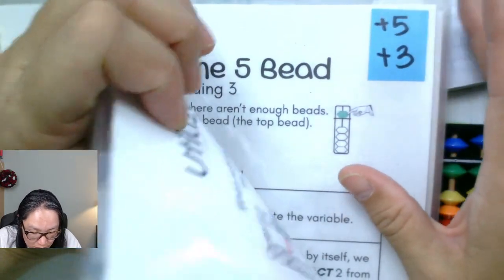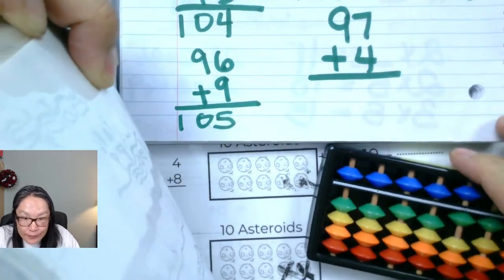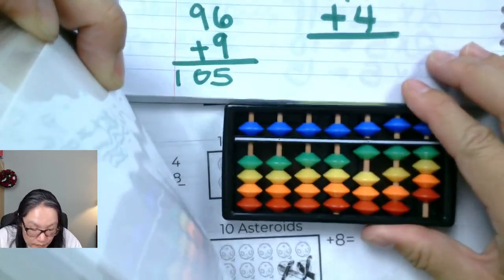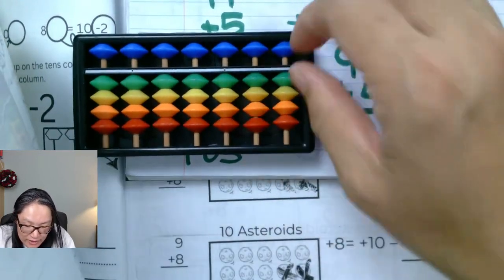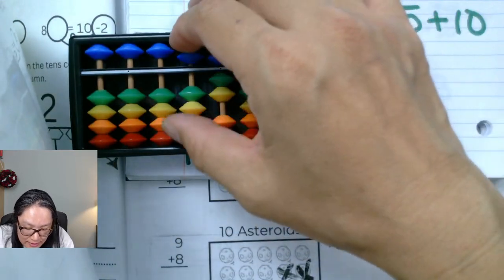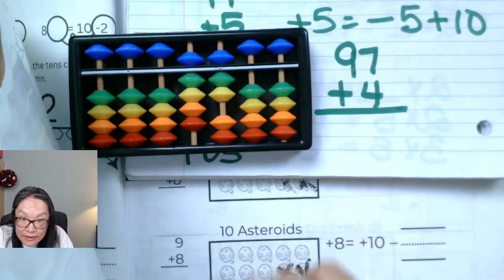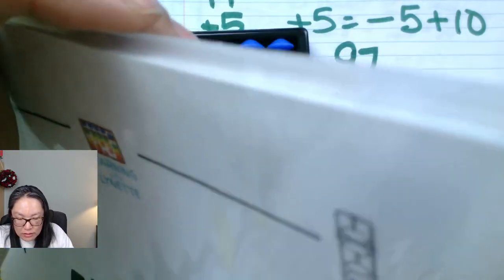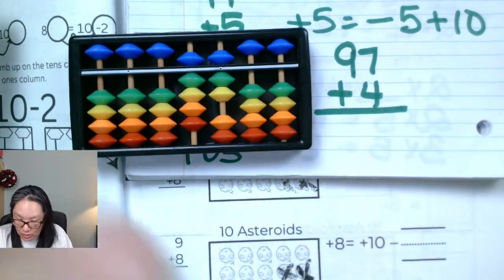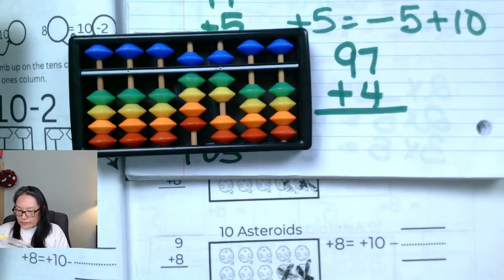Okay, so we're doing 97, right? We do 97. We're almost there. 97. We want to add the 4. To add the 4, oh, what are we going to do?